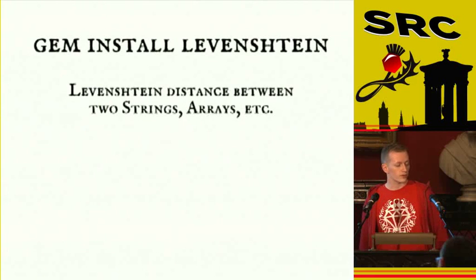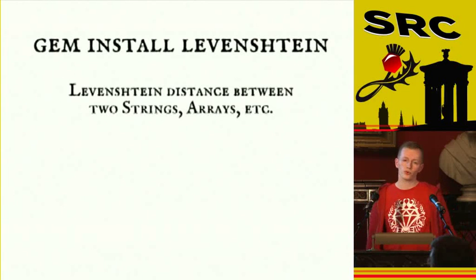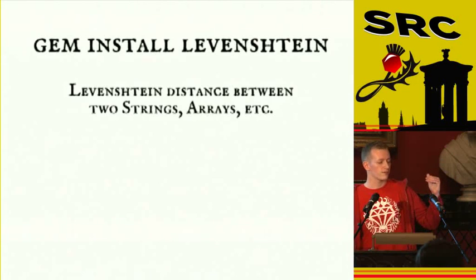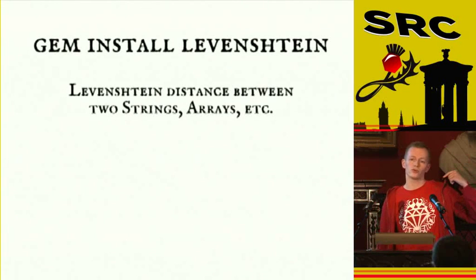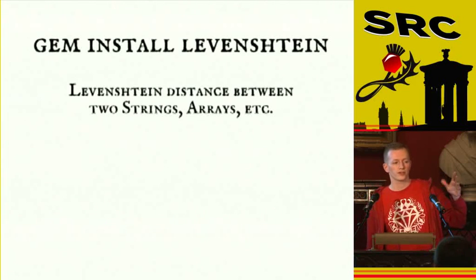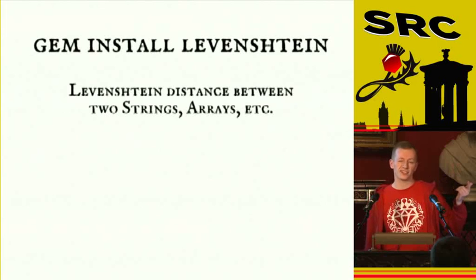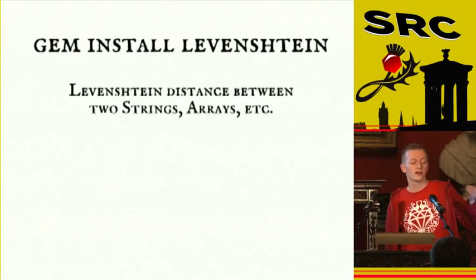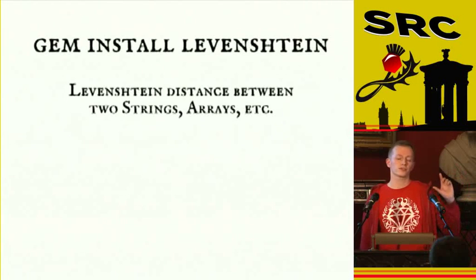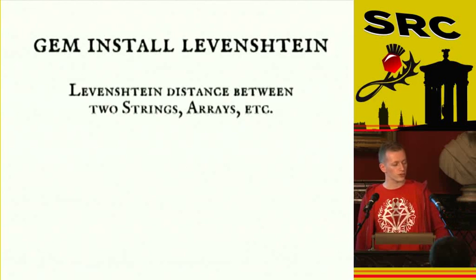It's a gem for computing distances between two strings, arrays, and so on. If you want to know whether two strings are similar, because you have, for example, a database of first and last names, and a new name comes in, and you want to gauge whether this is a new name or one that you already have in the database but spelled differently, then the Levenshtein distance between differently spelled names will be kind of similar. It's not the best way, but one of the ways to do this.